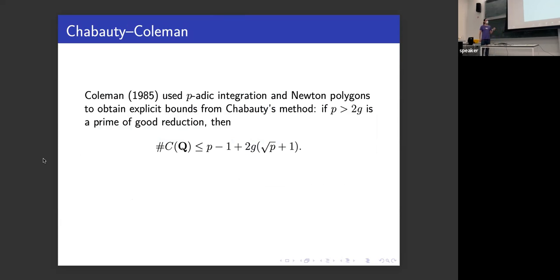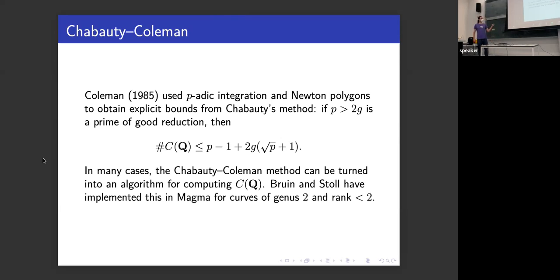The reason this is of interest now is because of Coleman's work in 1985, which used p-adic integration and Newton polygons to turn this whole argument very explicit, and to actually give us very nice bounds that are often close to sharp. And if you're lucky, just on the nose sharp, when you take a prime of good reduction and run through Chabauty's method.